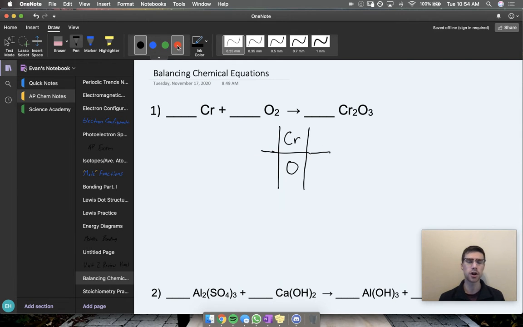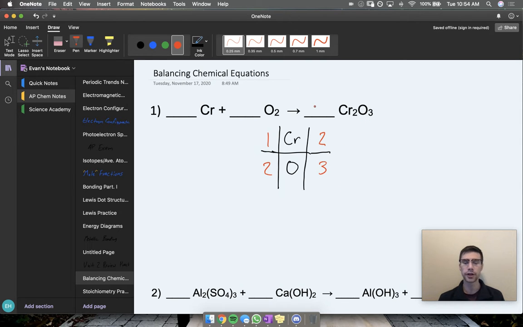Usually when I'm starting this out, I'm assuming that there's a 1 as a coefficient for all of these, and then we'll figure out how to change those to balance this out. So in looking at the subscripts, this chromium on the left doesn't have a subscript, so we can assume there's only 1. And on the right side, our chromium has a subscript of 2. So already this atom is not balanced, so we're going to have to change that. Oxygen on the left has a subscript of 2, so there are 2 oxygen atoms. And on the right, there is a subscript of 3, so there are 3 oxygen atoms.